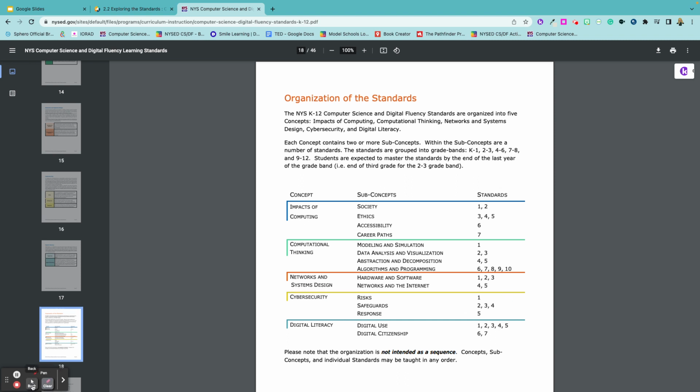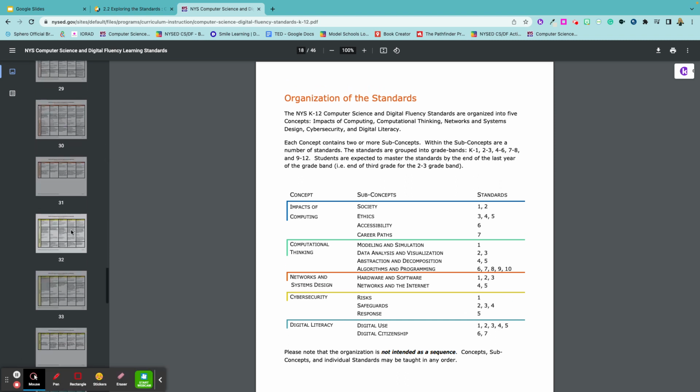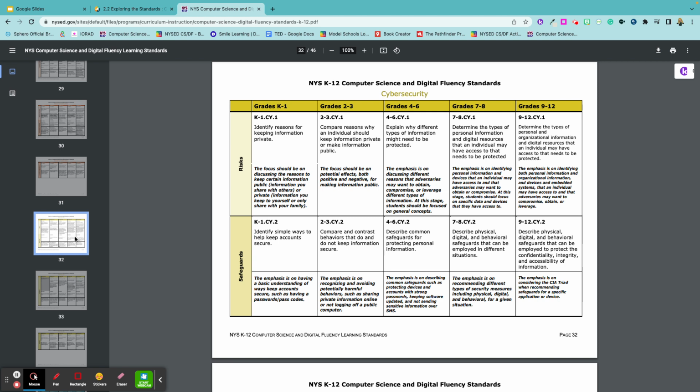We're going to scroll down now to page 32 of your PDF so we can take a look at these standards. Cybersecurity, when we're talking about that first sub-concept area of risk, just focusing on the grade 7 to 8, we're looking at that first standard to say, determine the types of personal information and digital resources that an individual can have access to that needs to be protected. So the emphasis is on identifying personal information and devices that an individual may have access to and that adversaries may want to obtain or compromise. At this stage, students should focus on specific data and devices that they have access to.